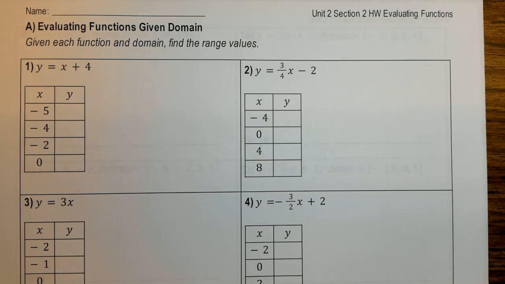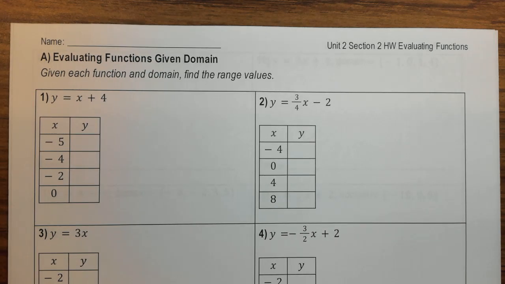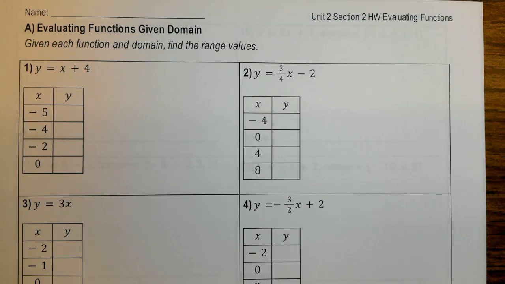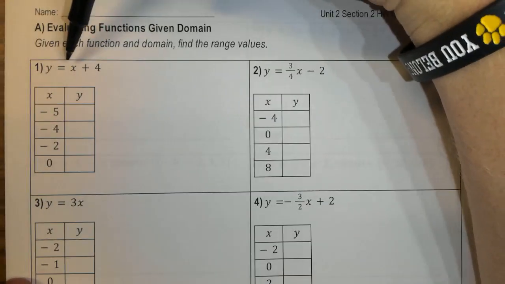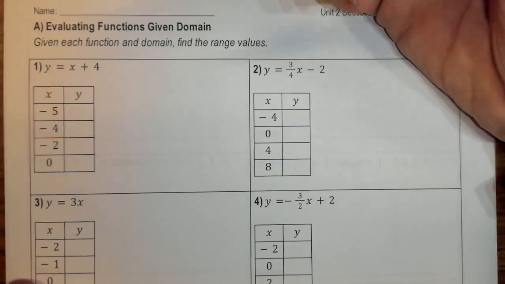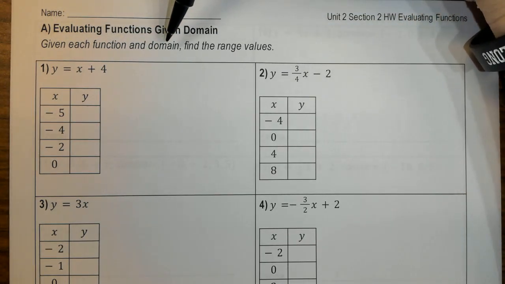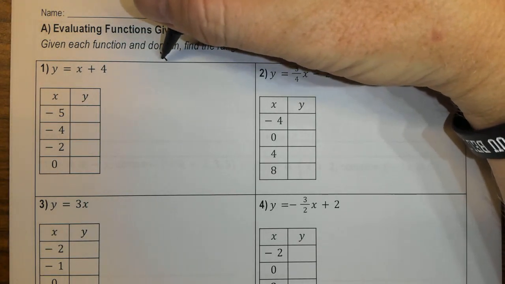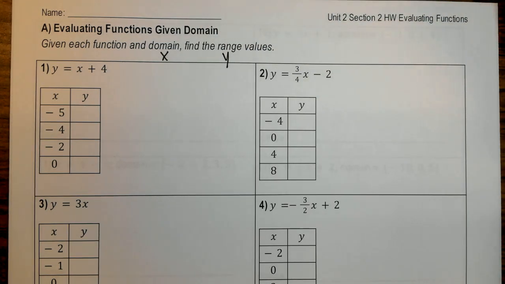Okay, this is Unit 2, Section 2 homework, evaluating functions. This is the first page, 1 through 8. Let's just start with number 1. I have a function right here, and it gives me a table I have to finish. Of course, it might help to read the directions. Given each function and domain, remember domain is x, find the range values, or y.